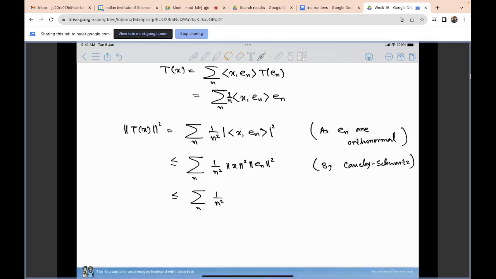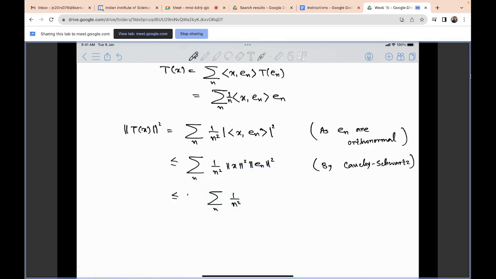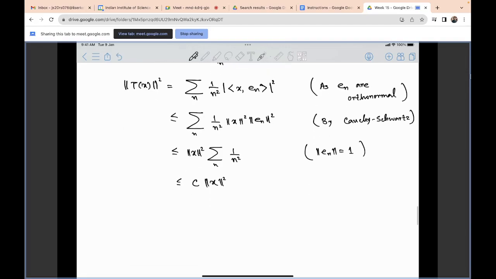Let me write it here. Because x is independent of n, this is norm of x squared, and the e_n's have norm 1. Right, and 1 by n squared is summable, so it will be c times the norm of x squared, which implies that T is bounded.